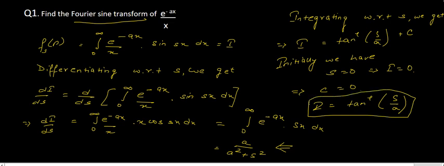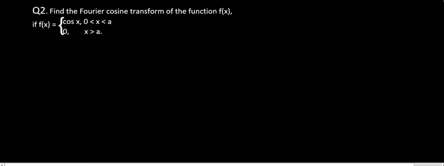So let's move on to our second question. Here is our second question. It says find the Fourier cosine transform of the function f(x). In the last question we had a sine transform, here we have a cosine transform, and the function given is f(x) equal to cos x if x is between 0 to a and 0 if x is greater than a. So let us start our solution here.